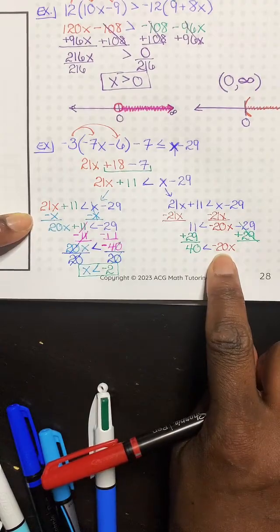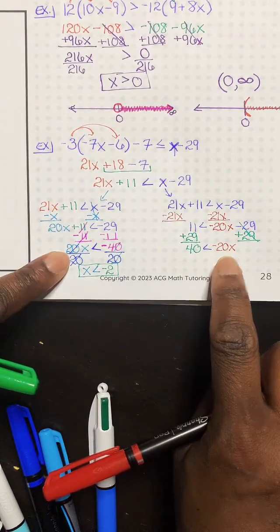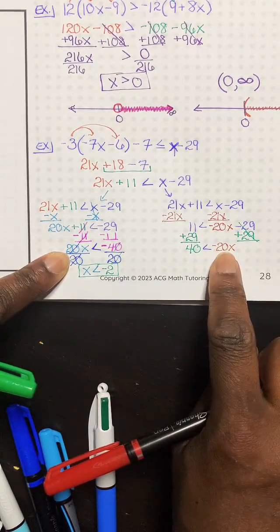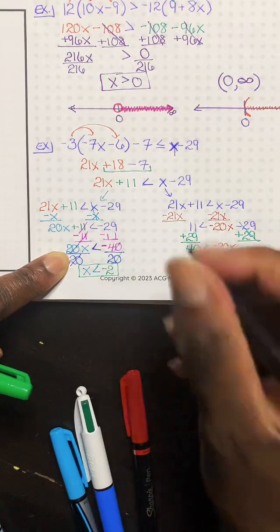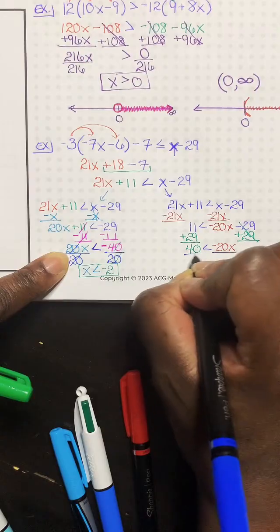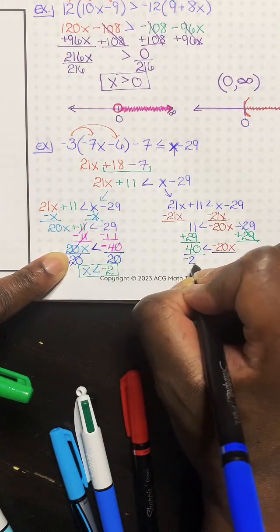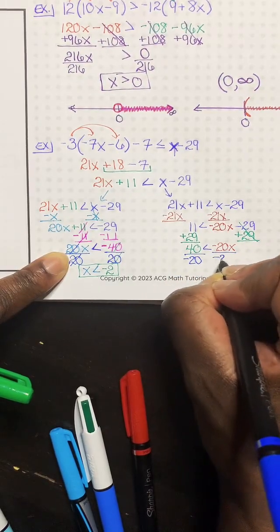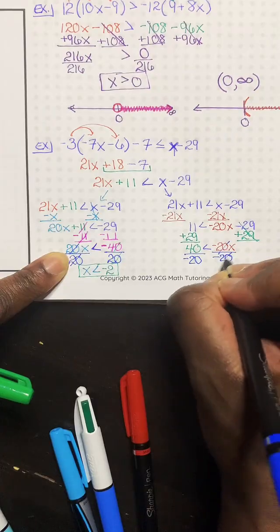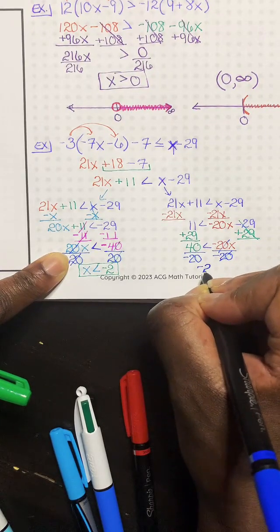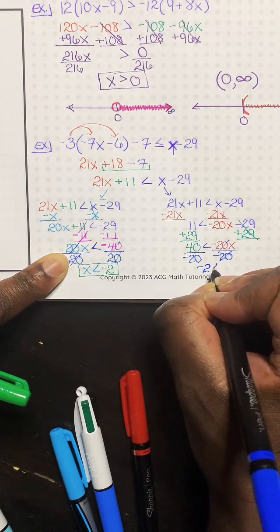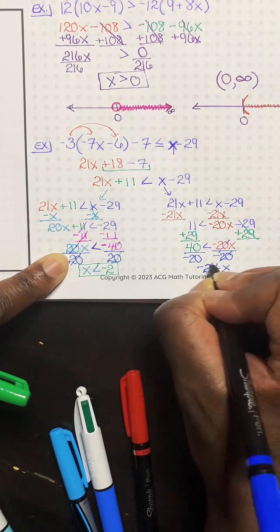The only thing that was different is this time our 20 is negative and our 40 is positive. But if you divide both sides by negative 20, we still get our negative 2. This time it's saying negative 2 is less than x.